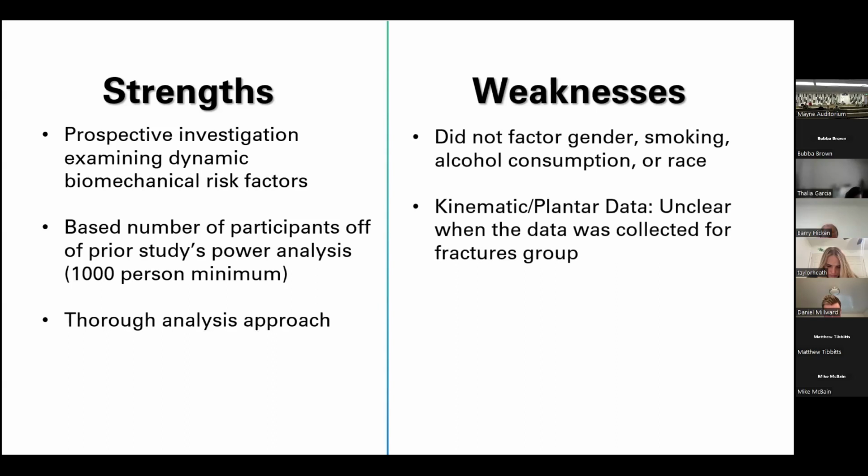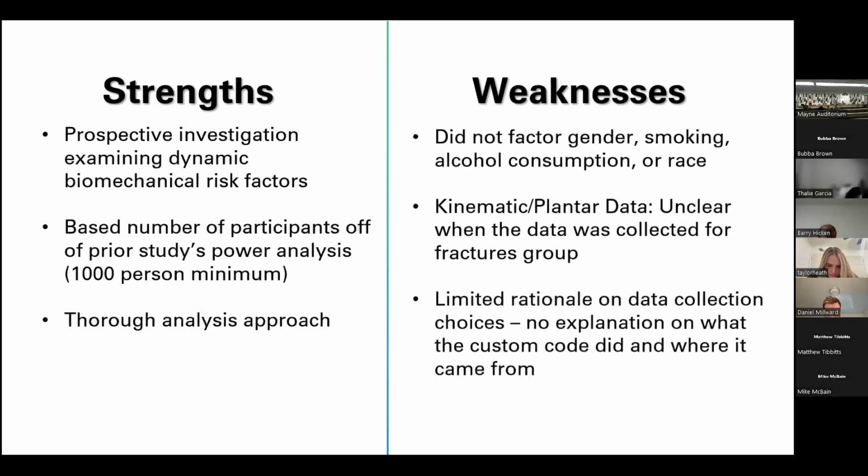And then in terms of their kinematic and plantar motion capture data, it was pretty unclear at what point they collected their data for the fractures group. If they didn't collect after they got injured, that means they must have collected from all the people, or a very high portion of them, which seems inefficient. But if they collected the data afterwards, that would heavily change the interpretation of the results. And the fact they didn't clarify that was a little concerning.